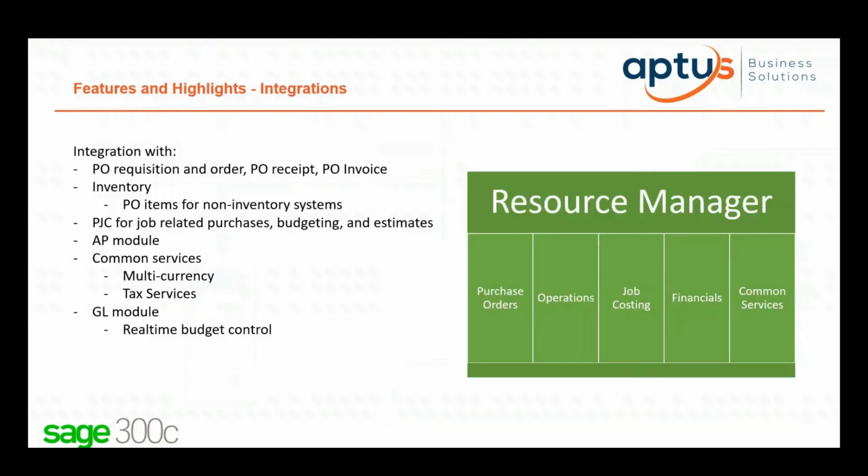Now, Resource Manager has a seamless integration into Sage 300, right? So all approved requests flow directly into the relevant Sage 300 core modules. This removes duplicate manual entry and any sort of errors from human handling. The integration for Resource Manager covers things like the PO requisition order, receipt, and PO invoice entry. It works with inventory, and for people that don't have the inventory module, it will also work with your PO items and non-stock items as well.